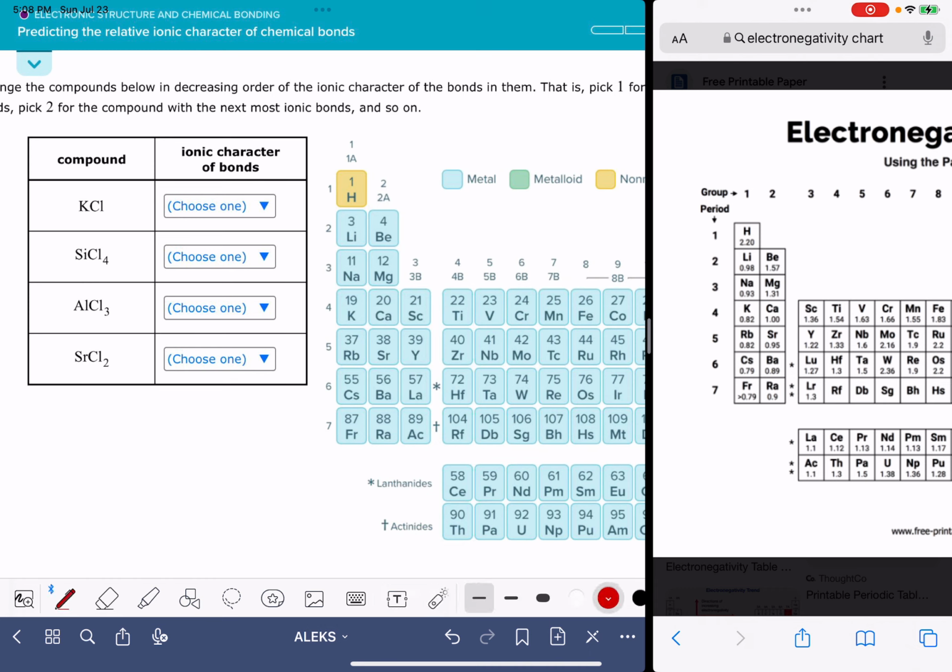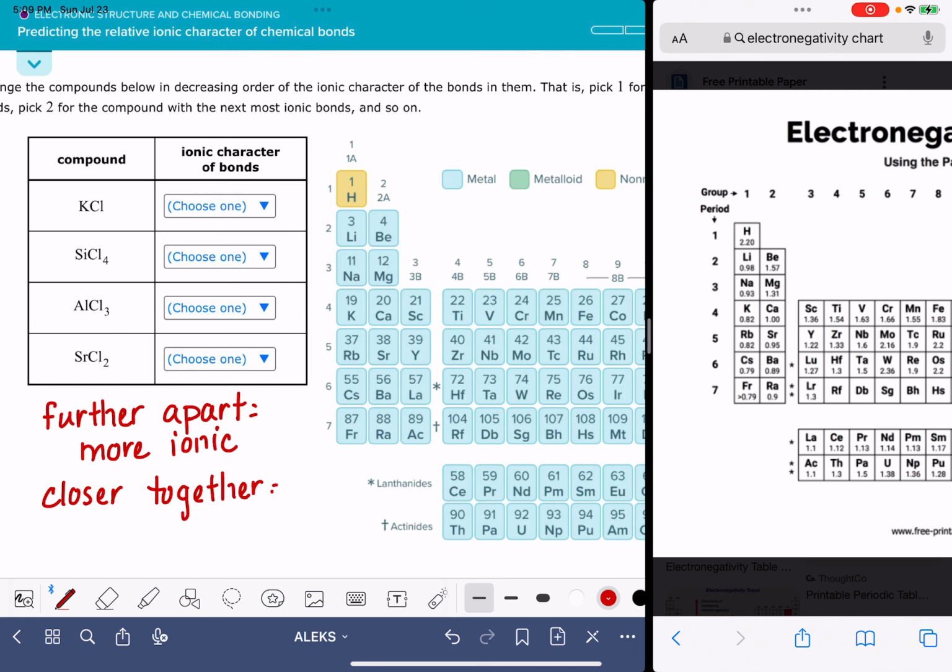So what we do know, just for starters, is that ionic character is dictated by the difference in electronegativity of the elements that are in the bond. As a shortcut, the further apart the elements are in terms of their location on the periodic table, the more ionic the bond will be. And the closer together they are, again referencing their location on the periodic table, the less ionic the bond will be.